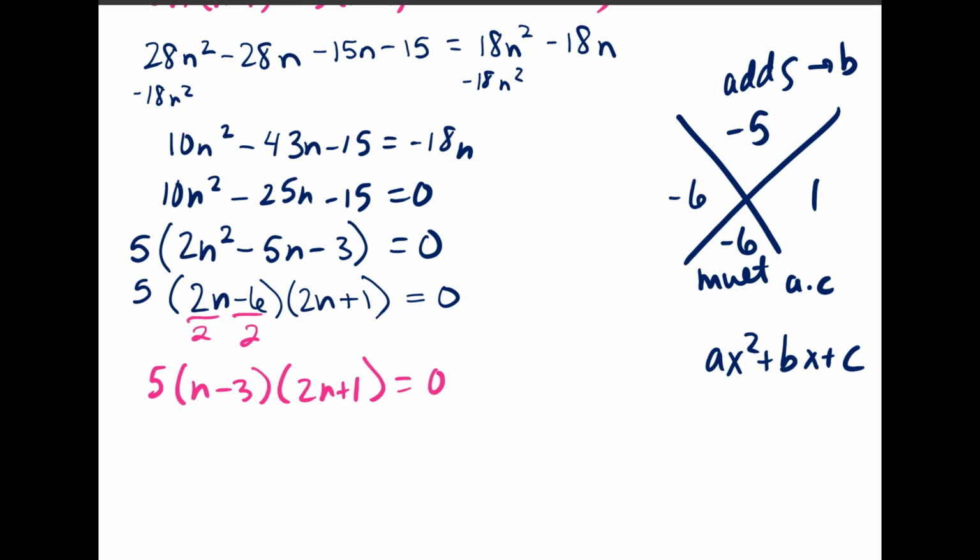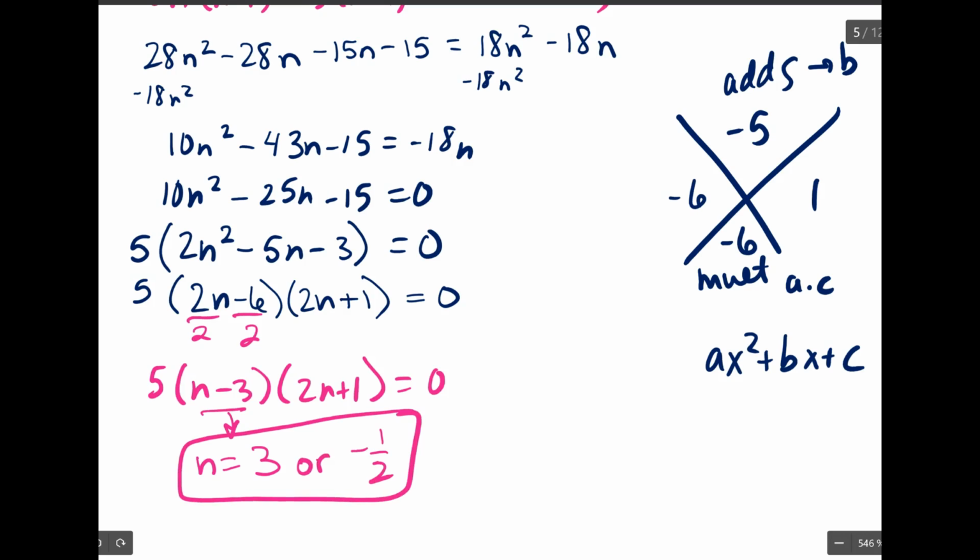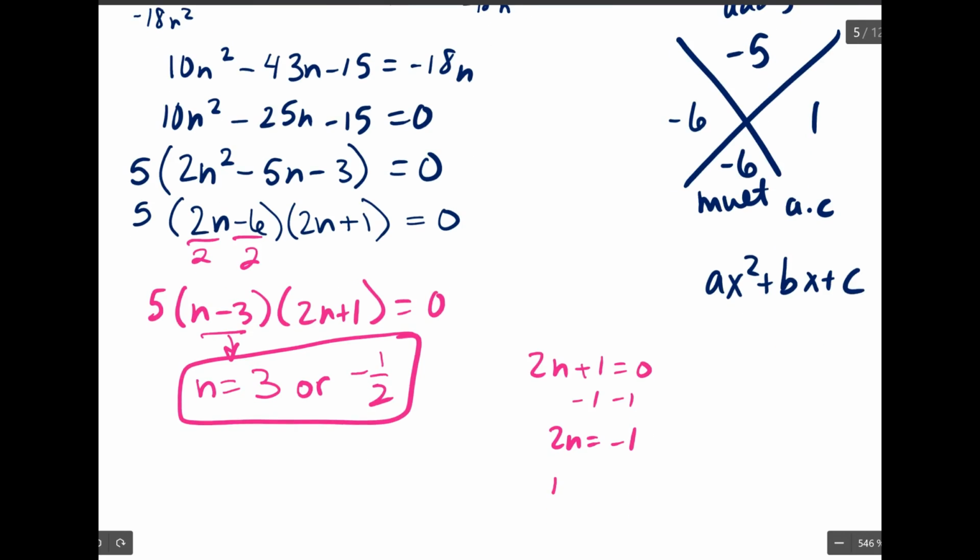Alright. We're almost done. Last step. How do I solve for n? Honestly, this problem is so long we should just give up. Nope. Set 2n plus 1 equal to 0. Minus 1 on both sides. 2n equals negative 1. Divide by 2, n equals negative a half. Or, you see the n minus 3 set equal to 0, you see n is equal to 3.